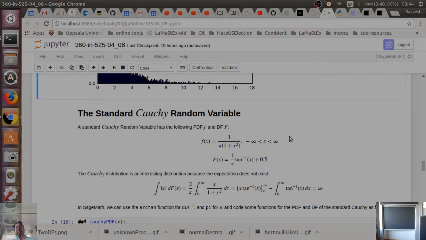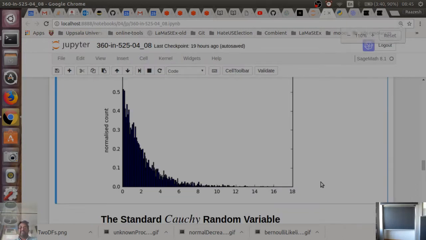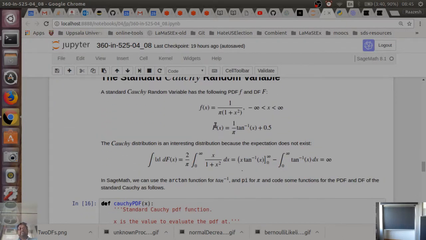So now we're going to introduce ourselves to this peculiar continuous random variable called the standard Cauchy random variable. And this guy is interesting because it has the following PDF. So f of x is 1 over pi times 1 plus x squared, and x takes values in the entire real line, right? And its distribution function involves inverse tangent, right? What's unique about this guy is its expectation does not exist, compared to everything else we've seen.